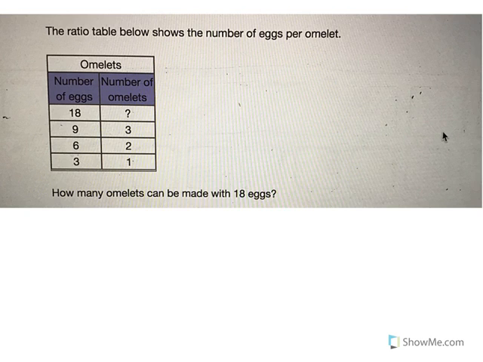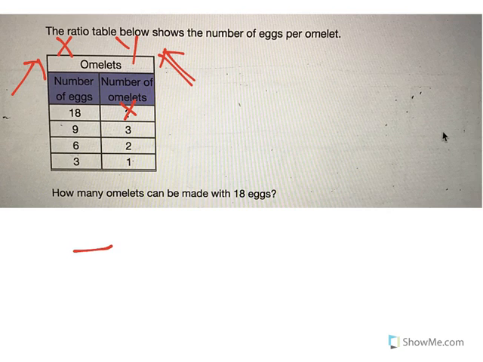The ratio table below shows the number of eggs per omelet. How many omelets can be made with 18 eggs? So, what we're going to do is x input, output. I put eggs into a pan, and out comes an omelet. So this is definitely my input, and my output is a nice, tasty omelet. On this, I'm going to put a variable here because it's an unknown quantity, which I'm looking for. And of course, I'm asking myself, how do I go from x to y? How do I go from 3 to 1, 6 to 2, 9 to 3?